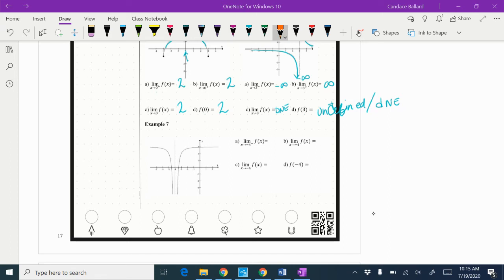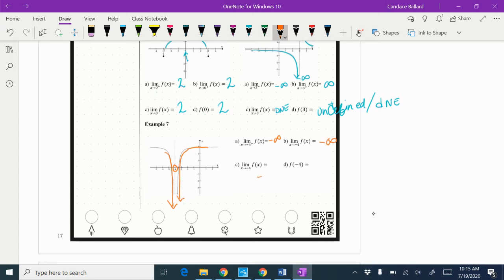So we've got negative 4 from the left side. So negative 4 is right here. Coming at it from the left side is going down, down, down, so negative infinity. Okay. And then from the other side, it's going down, down, down, so it's negative infinity. But here's the catch.